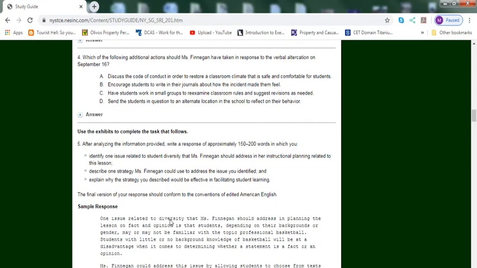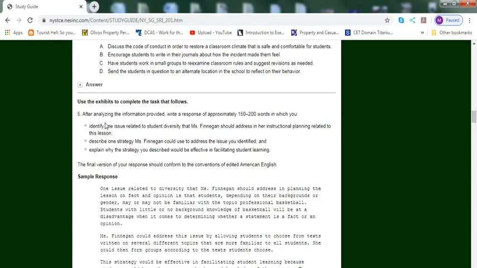Now the passage is going to be, I'm going to read through part of the passage. Use the exhibits to complete the task that follows. After analyzing the information provided, write a response of approximately 150 to 200 words in which you identify one issue related to student diversity that Ms. Finnegan should address in her instructional planning related to this lesson. Describe one strategy that Ms. Finnegan could use to address the issue you identified, and explain why the strategy you described will be effective in facilitating student learning.